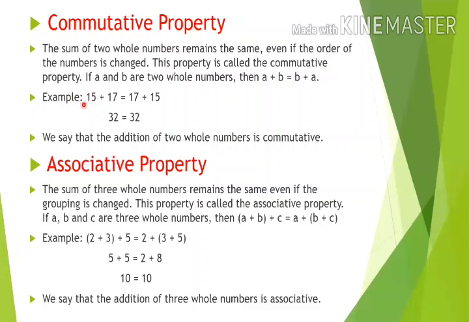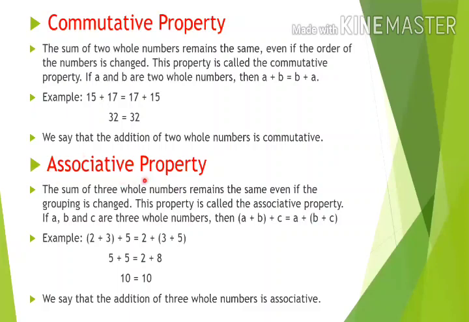We will consider the numbers 15 and 17. 15 plus 17 is equal to 32. In the same way, 17 plus 15 is also 32. That means the sum of the two numbers does not depend on the order in which they are added. We can add them in any order, but the answer will remain the same. So we can say that addition of two whole numbers is commutative.